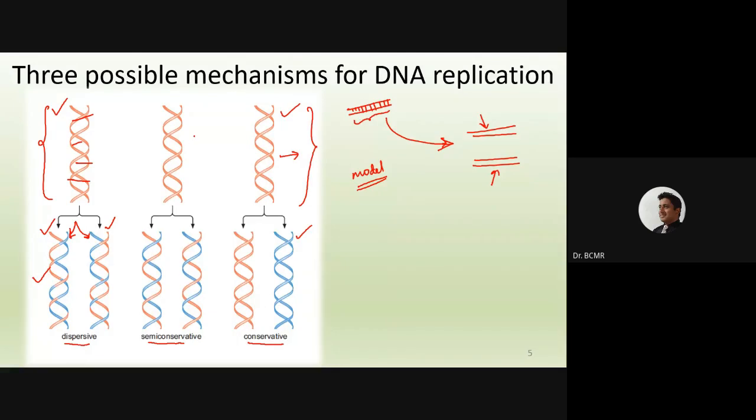And then there is semi-conservative. What they think is that one strand goes to one daughter molecule, and the second strand goes to the second daughter molecule, and the new complementary strand is synthesized.